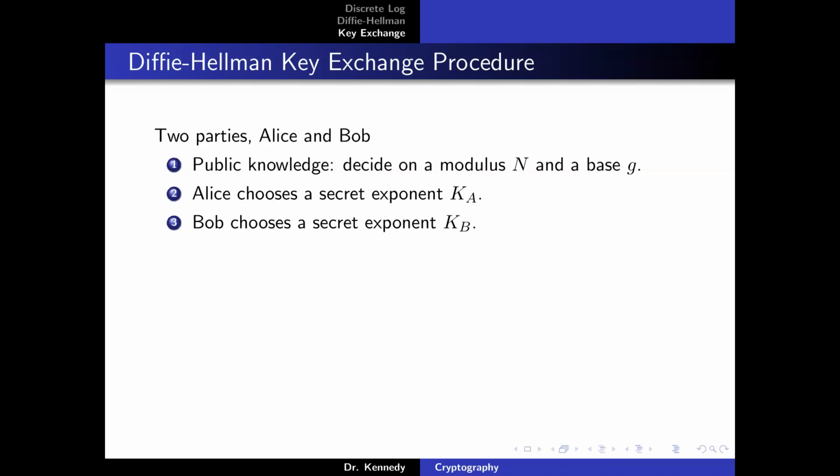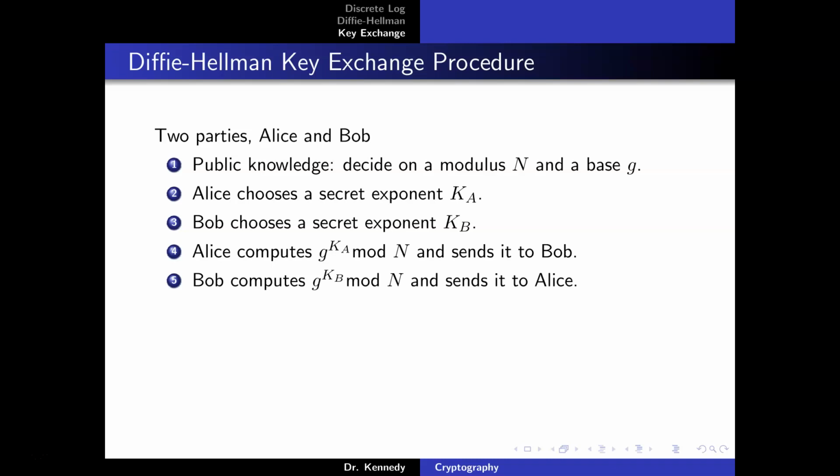Now they start computing. Alice takes the common base g, raises it to her secret number, reduces it mod n, sends it to Bob. Bob computes that same common base, raises it to his secret number, reduces it mod n, and he sends it to Alice. Alice is now in possession of g to the kb. She raises that to her secret number, and by nice exponential properties, this total result is the same as taking g and raising it to the ka times kb.